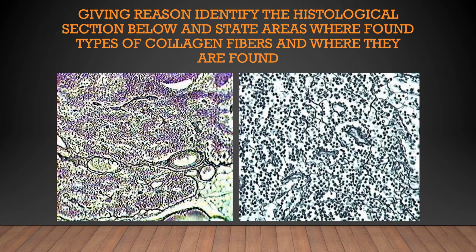For the types of collagen fibers, you have collagen type 1, which is found in fibrous supporting tissue and is the main collagen type in fibrocartilage. Then you have collagen type 2, which is found in hyaline cartilage, collagen type 3, which is found in reticular connective tissue, and collagen type 4 and 7, which are found in basement membrane.